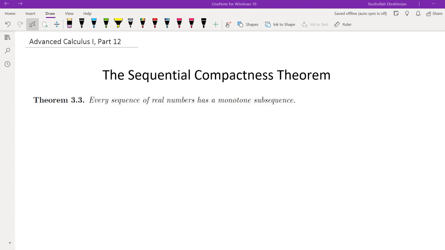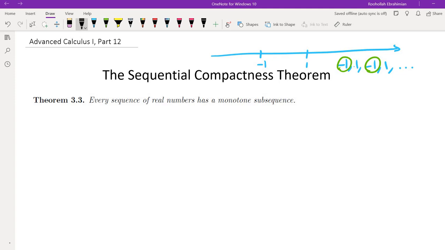Oftentimes when dealing with sequences, we would like to extract some convergent subsequences of that sequence, especially when we are dealing with continuous functions, which is something we will talk about later. Of course, there are plenty of sequences that aren't convergent. For example, the alternating sequence -1, 1, -1, 1 is a divergent sequence. However, we can extract a subsequence of that is convergent. For example, the subsequence of all -1s.